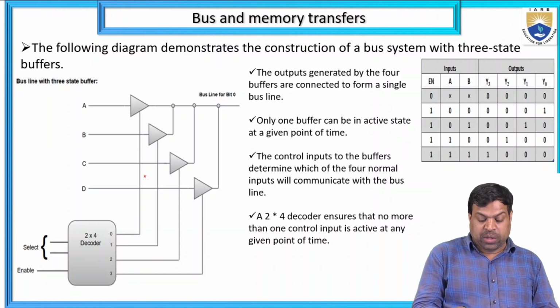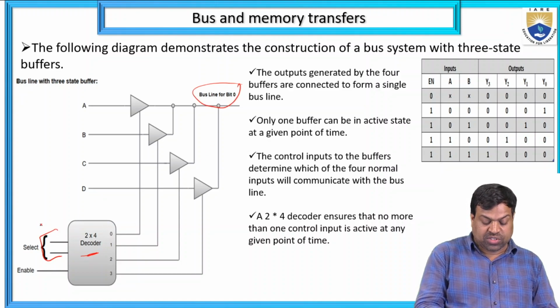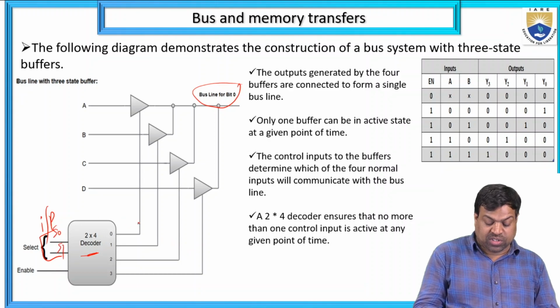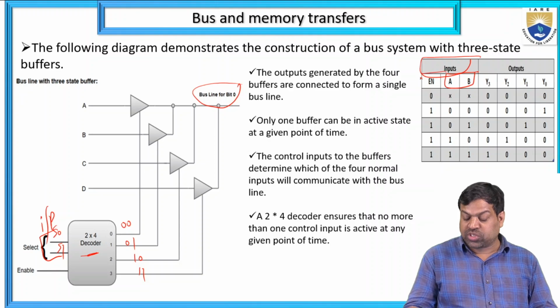Here I am taking A, B, C, D gates connected to the bus line. How many are there? A 2 into 4 decoder means 2 selection inputs and 4 output lines. So for 2 selections I am taking S0 and S1, and the outputs are 00, 01, 10, 11. Then the inputs A and B, and there is an enable. If enable equals 0, there are no inputs and no outputs. If enable equals 1, the switch is on.